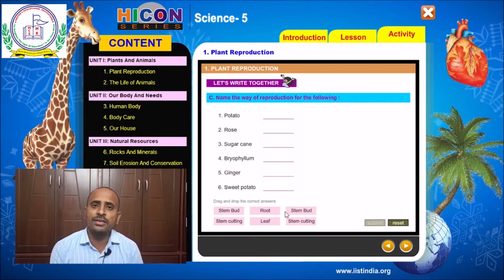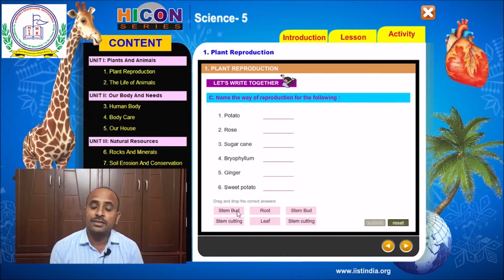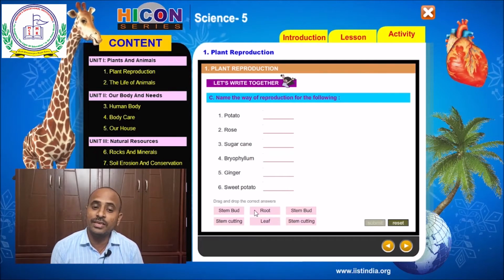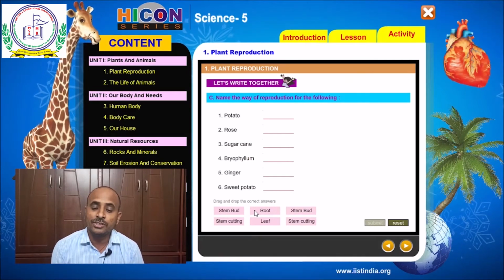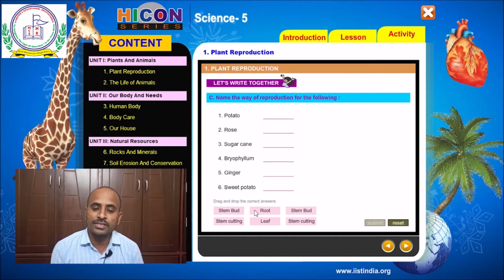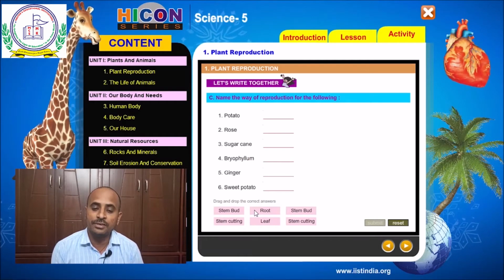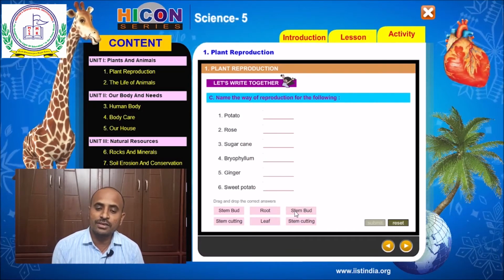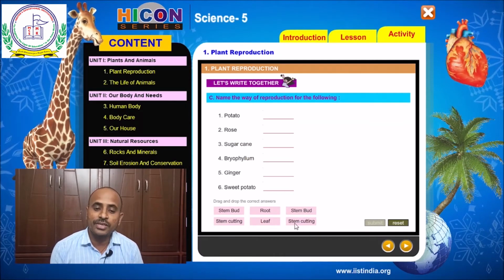So the given answers are, the first one is stem bud. Look below the sentences, children. The answers are given in the pink colored boxes. But we have to choose the right answer for each type of plant. The given answers are stem bud, and second one is root, and third one is stem bud, and fourth one is stem cutting, and fifth one is leaf, and sixth one is stem cutting. So you have to choose the right answer for each sentence.